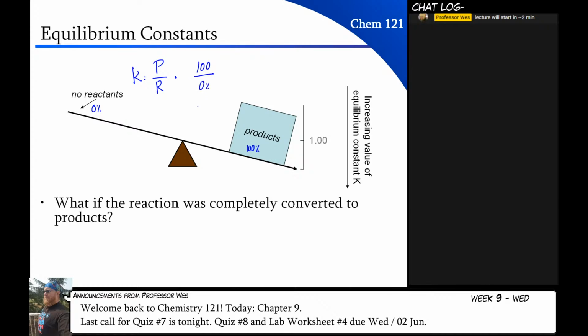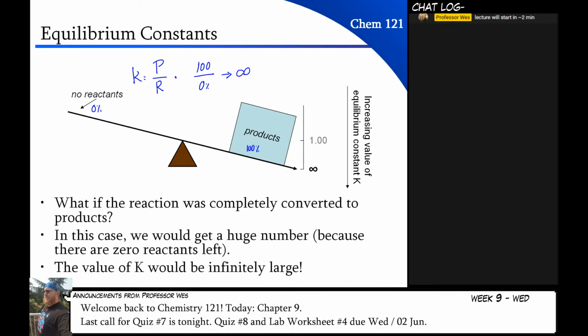What happens when you divide by 0? Well, you can't do that, right? You get a result that is infinitely large, but is undefined. So the largest theoretical equilibrium constant would be infinity. If all products were produced and there were 0 reactants total, you'd have an equilibrium constant that was infinitely large.